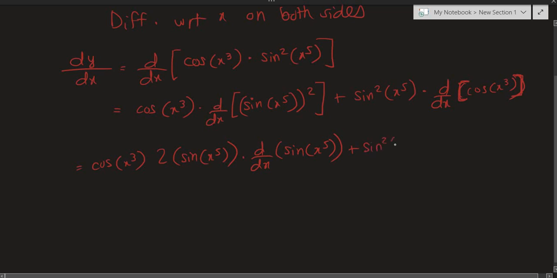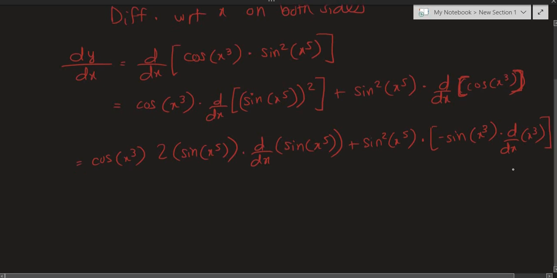So we have sine squared of x to the fifth multiplied with, well, again we have to use the chain rule. So differentiating the external function is negative sine but keeping the inside x cubed intact, times the derivative of x cubed, because now we want to break the inside function and differentiate it. So you can write the 2 up front. 2 times cosine of x cubed times sine of x to the fifth.